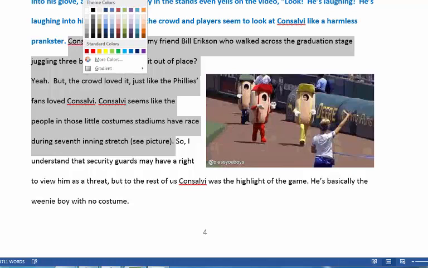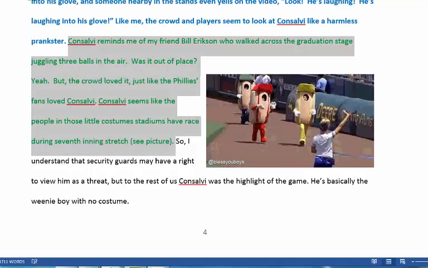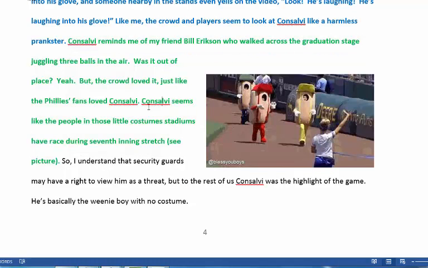Hey, let's put this explanation here in green. And we'll put that in bold. But I also tagged in here a little simile, which is another nice way of explaining. Consalvi seems like the people in those little costumes stadiums have raced during the 7th inning stretch. See the picture.